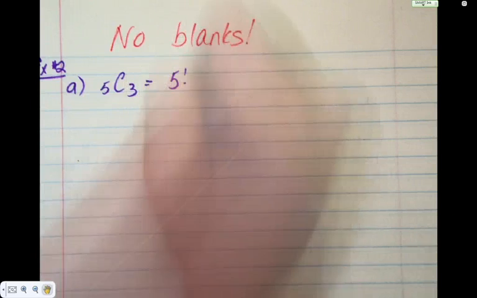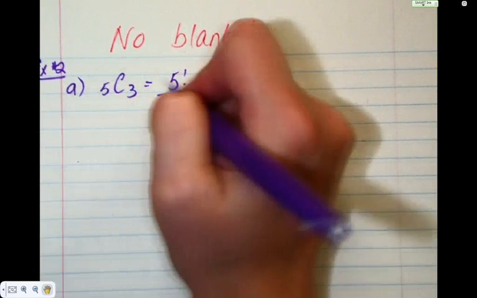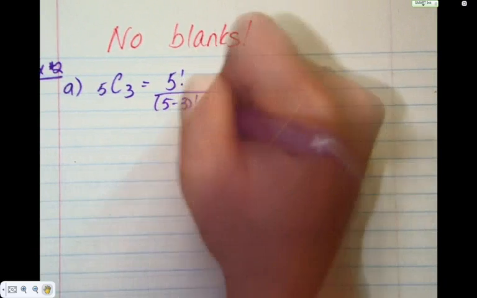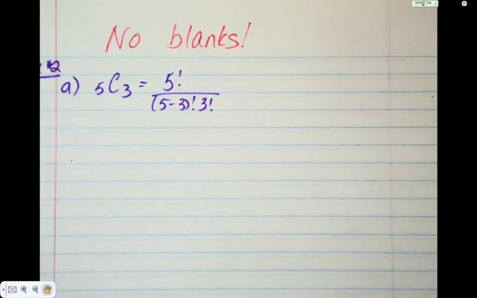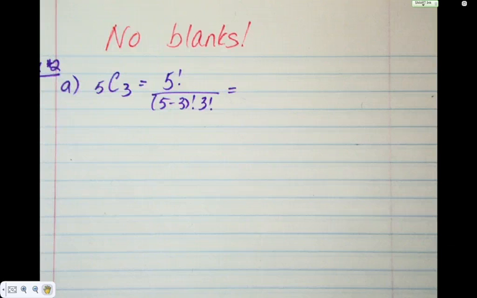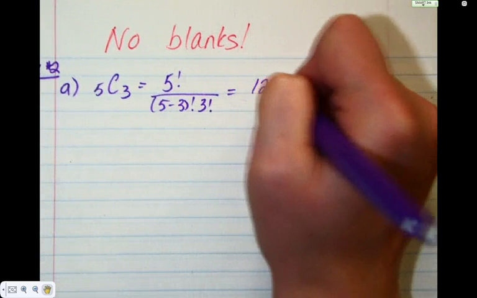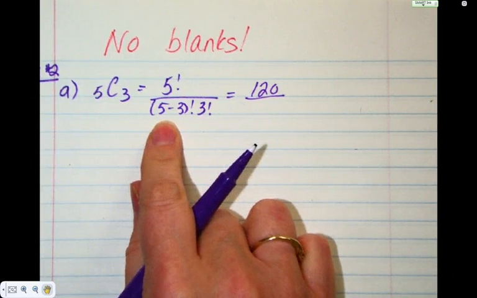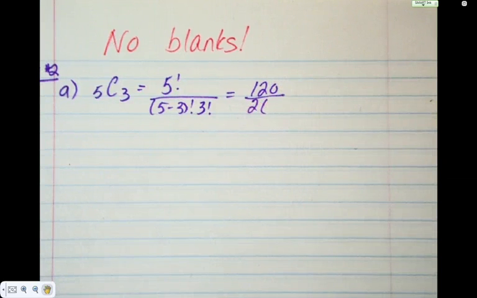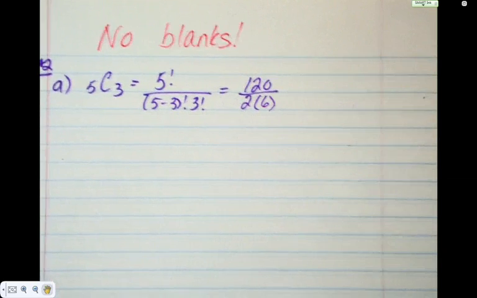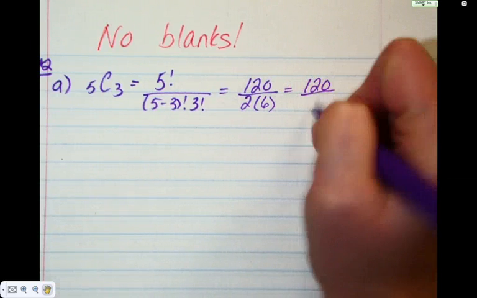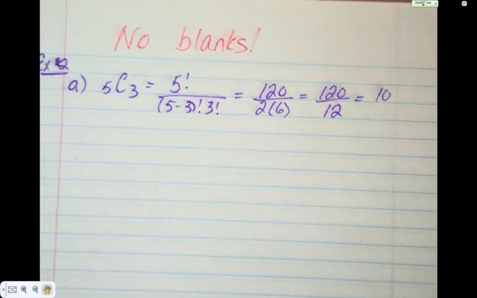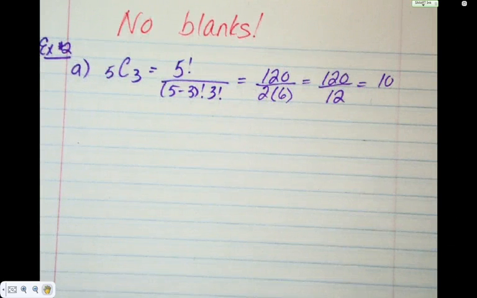N factorial on the top gives us 5 factorial. N minus r on the bottom gives us 5 minus 3 factorial. And then we have an extra r factorial because it's a combination. You've memorized 5 factorial is? On the bottom, 5 minus 3 is 2 factorial, and you've memorized 2 factorial is? And a 3 factorial is? And we're going to do the bottom first, 2 times 6. And 120 divided by 12, 10. Okay, so if it does appear in the non-calculator section, it's a straight-up formula question.